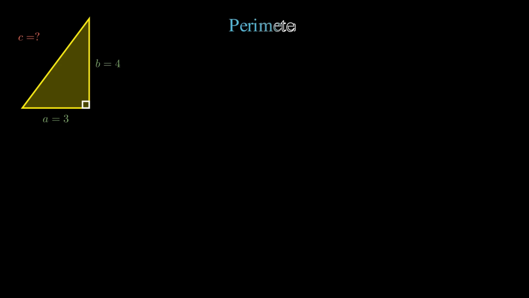The perimeter of any polygon is simply the sum of all its sides. For our right triangle, the perimeter formula is P equals A plus B plus C. It's that straightforward. We're using the addition property to combine all three side lengths.